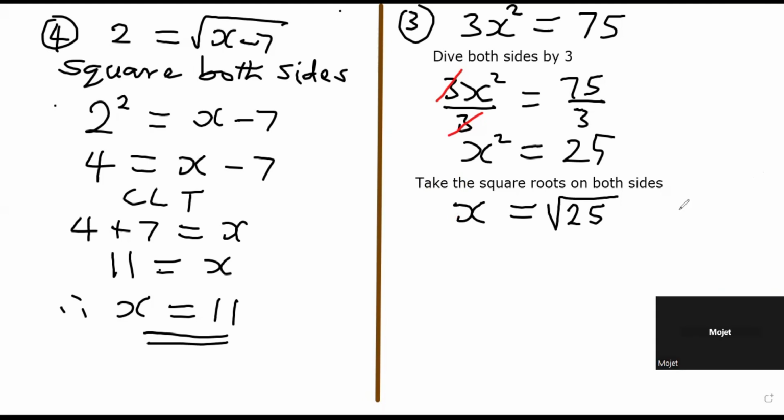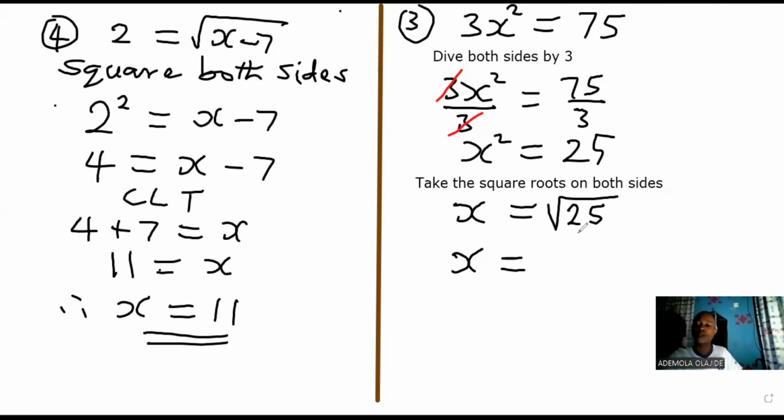So you are able to achieve your aim, which is isolating your letter. We already have that x standing out. And that means x equals... you now ask yourself, what is the square root of 25? The square root of 25 means the number that multiplies itself 2 times to give 25. What is it? It's 5 times 5. That means the square root of 25 is 5. And this is our answer for number 4.